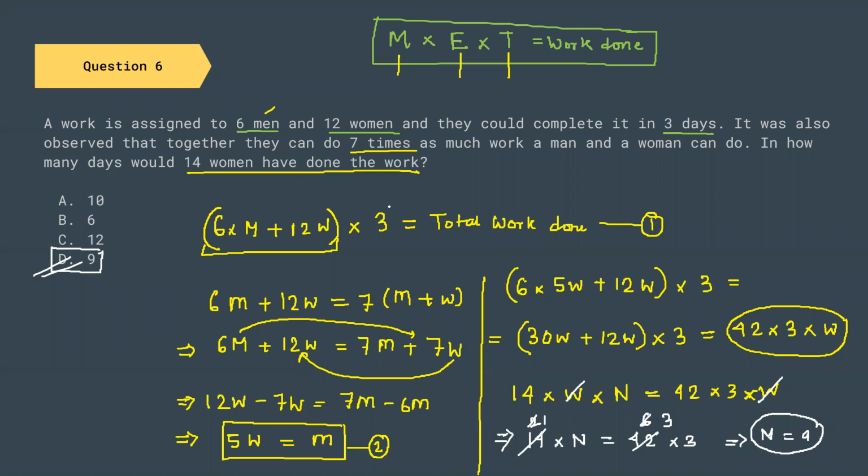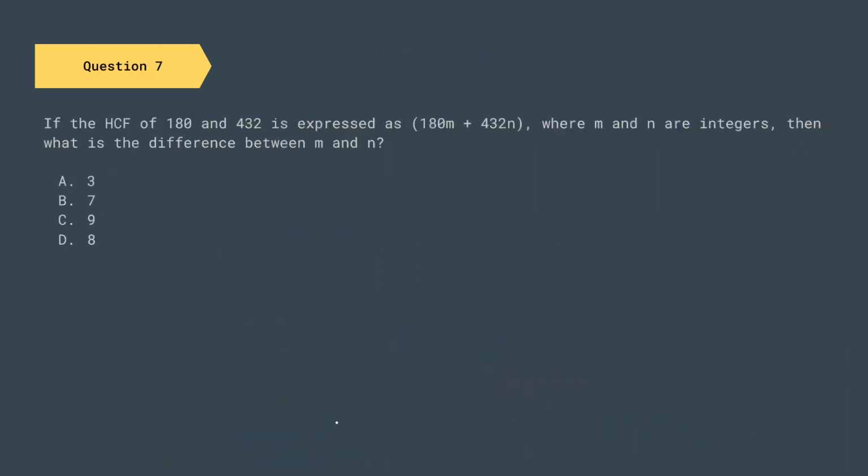I hope you have understood this one. I have found the relationship of the work done taking women as a marker, because we have to find how many days 14 women would take to do the work. If it was men, then I would have taken men as a marker for the work done. So it totally depends on the question. Okay, so now let us go to the next one.